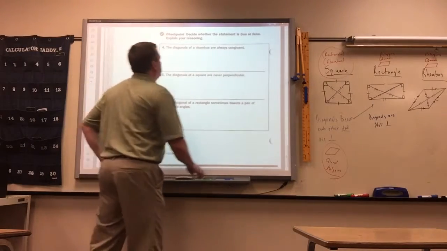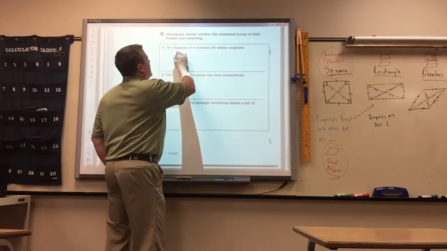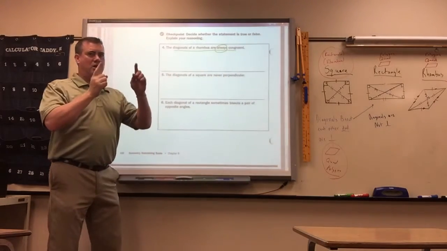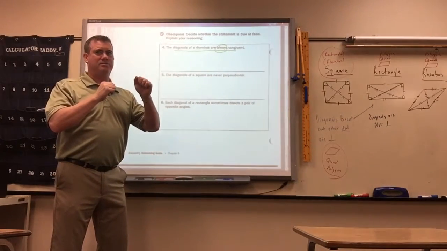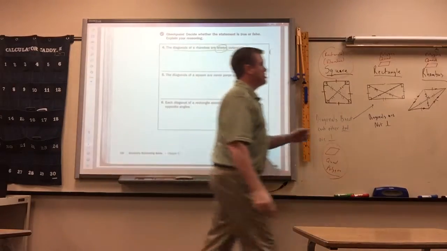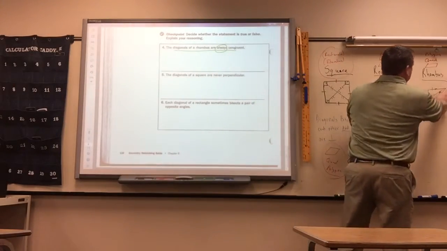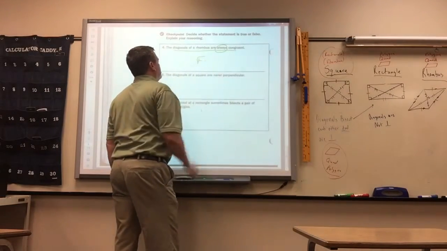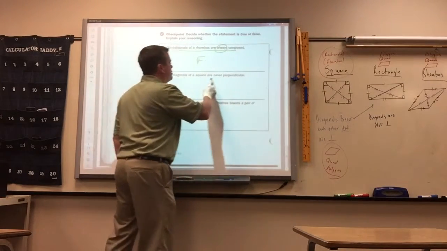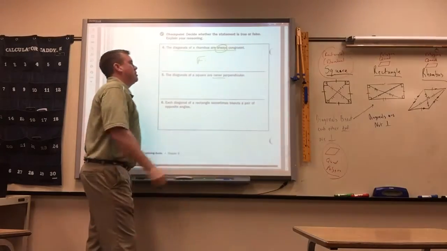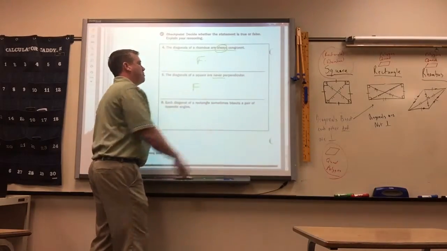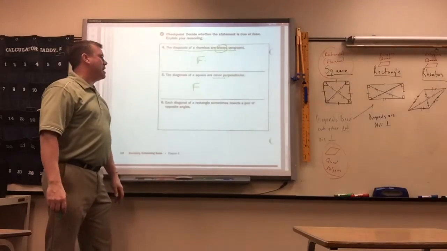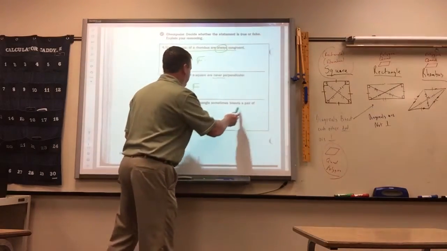Okay, true or false? Are the diagonals of a rhombus always congruent? That means, are they the same length, the diagonals? No, you can see this one is always going to be shorter than that one. So that's false. Are the diagonals of a square never perpendicular? False, they're always perpendicular. Each diagonal of a rectangle sometimes bisects a pair.